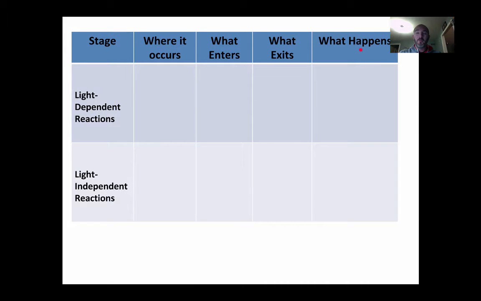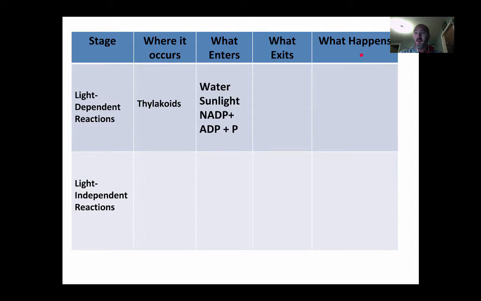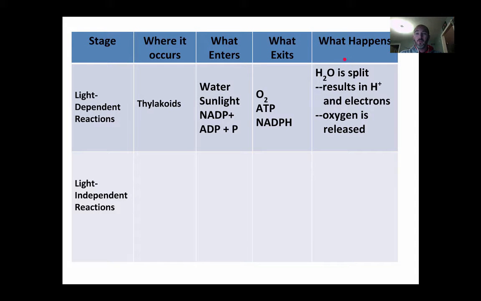At this point you should be able to make a table and look at where these reactions occur. The light-dependent reaction occurs in the thylakoids. Water, sunlight, NADP plus and ADP plus an individual phosphate will enter, and out will come the oxygen gas, the loaded ATP energy molecule, and NADPH. Essentially what happens is water is split. It results in the formation of oxygen gas, the release of a couple of high energy electrons, and also the release of H plus ions.